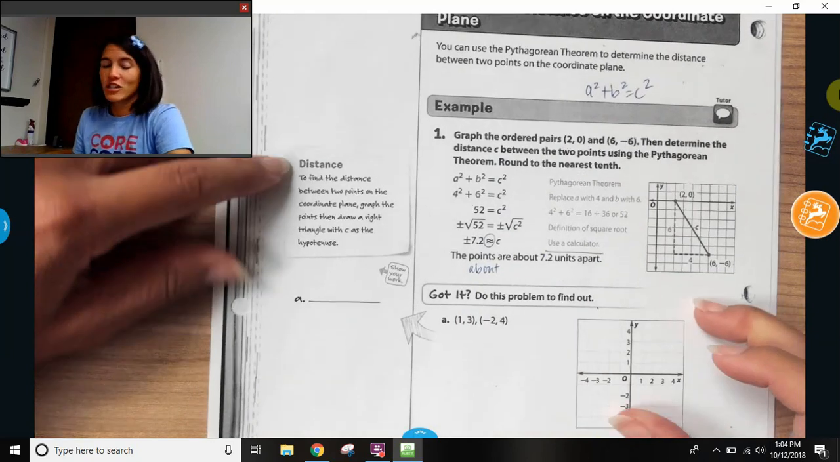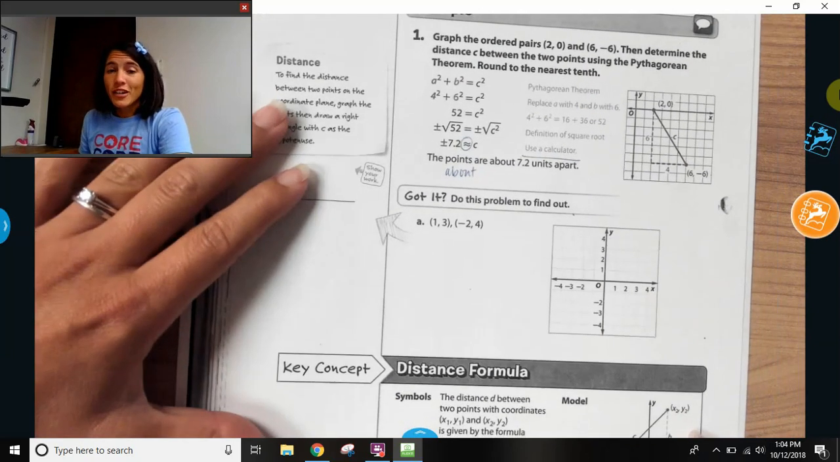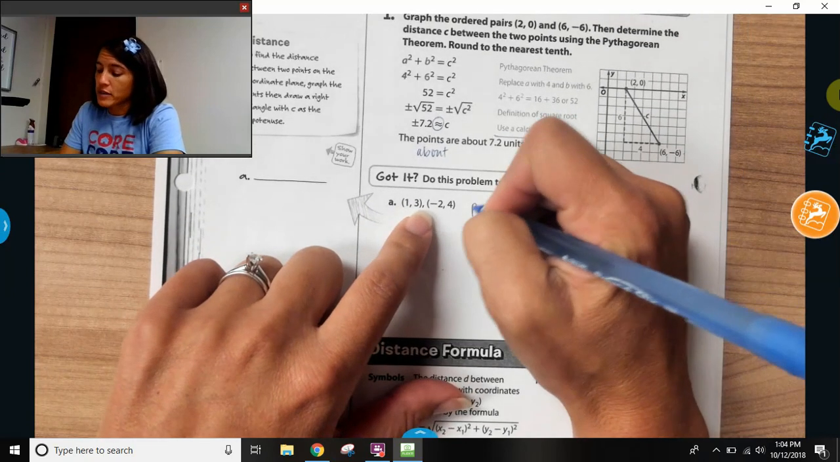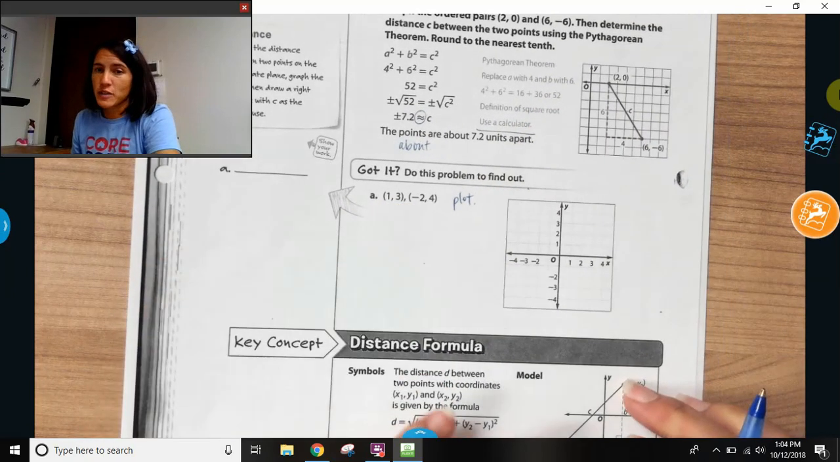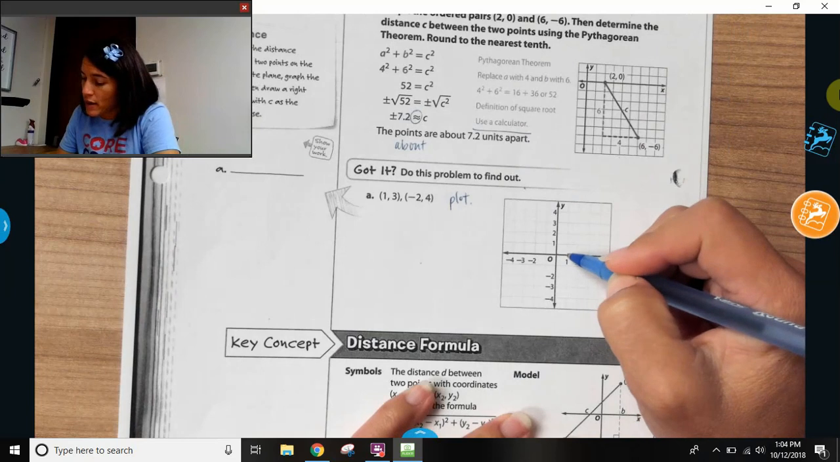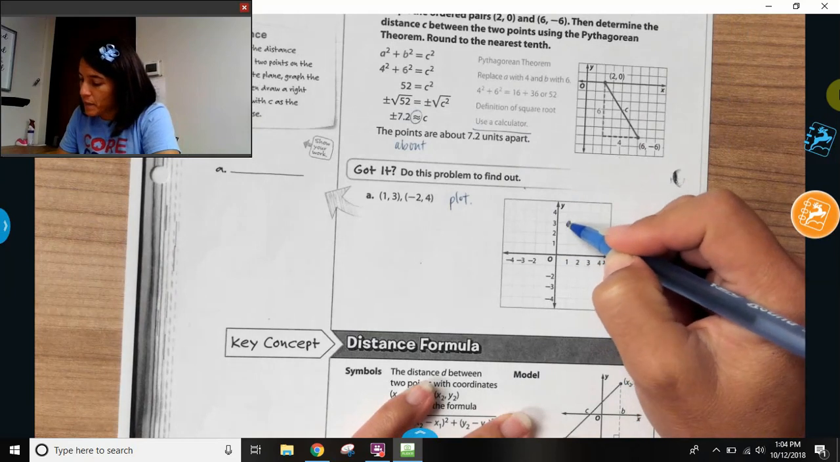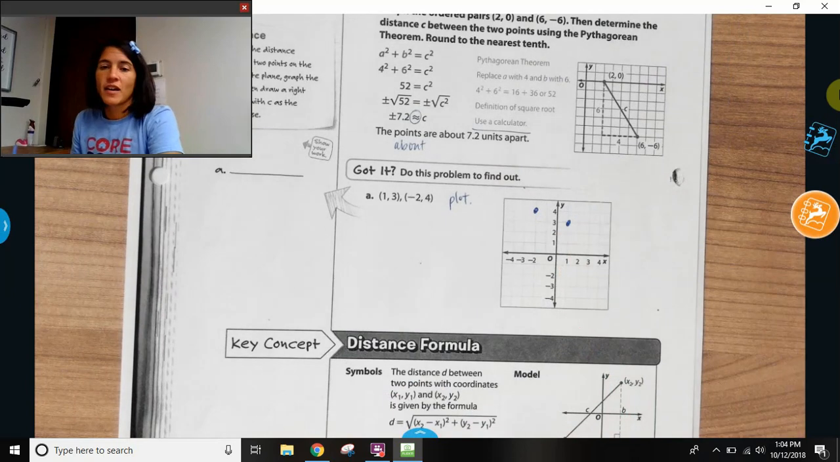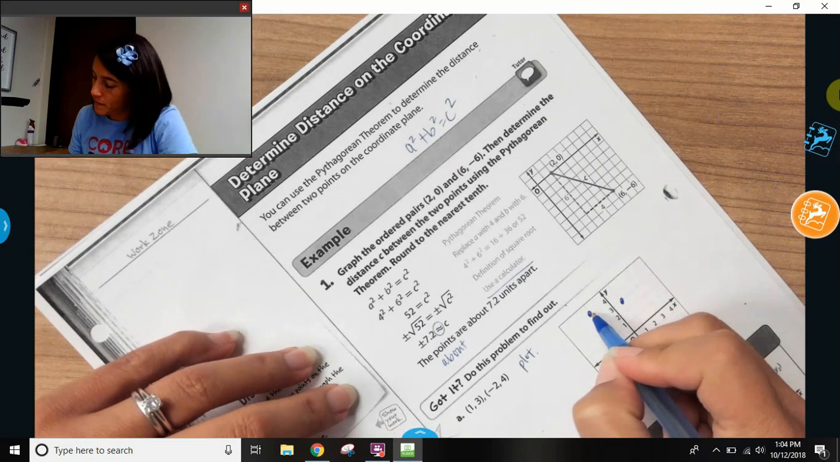Okay, and then here is a little note. So we are going to do it for this. First, we need to plot these points. All right, so make a note. We need to plot these points. Go ahead and plot (1, 3) and (-2, 4). And we want to connect them.